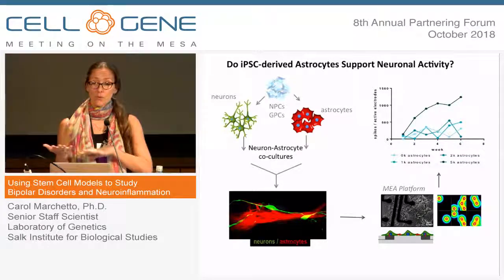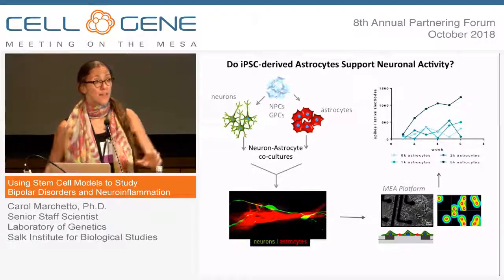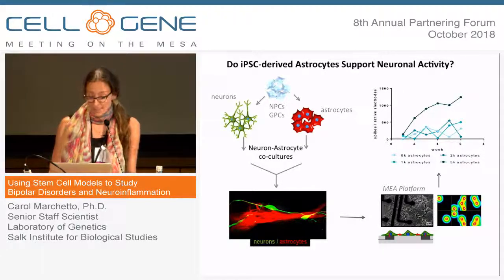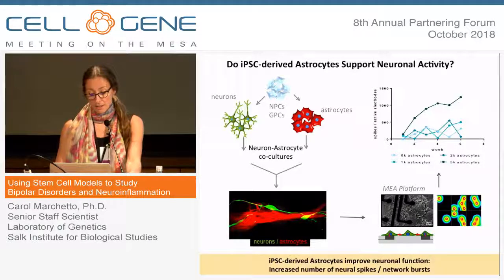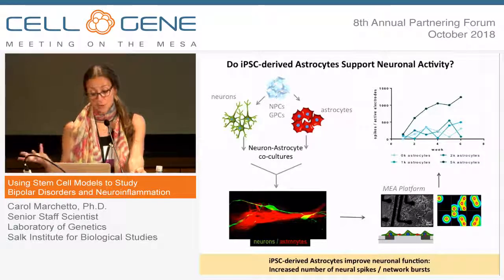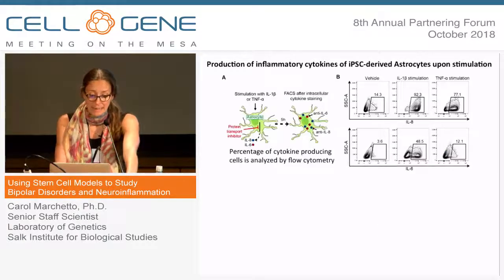So what we noticed just using control astrocytes is that if we increase the amount of astrocytes given to a neuronal culture, the neuronal activity increases, which is expected but good that we can reproduce in our lines. So the iPS-derived astrocytes improve neuronal function and increase the number of spikes and bursts.